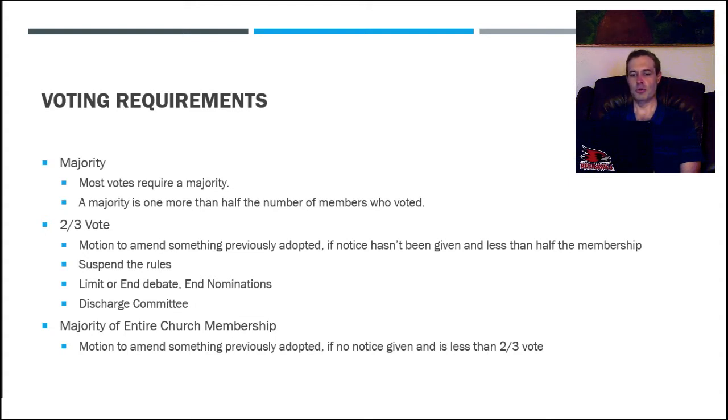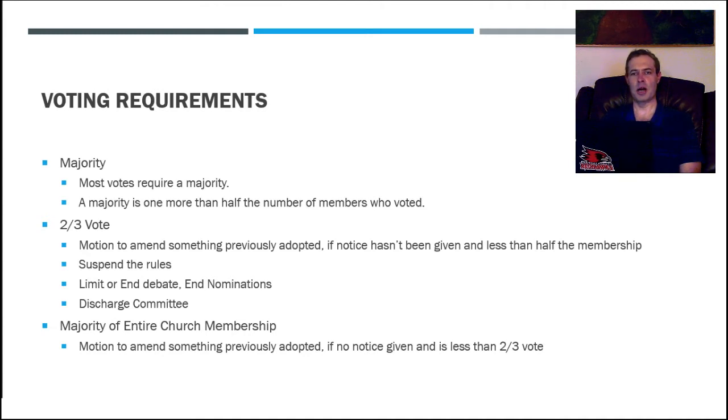Then there is a 2/3 vote. If you reach 2/3, that would be the point that the motion is adopted. There are various motions that require at least 2/3. So you have a motion to amend something previously adopted, if notice hasn't been given, unless the 2/3 is less than half the membership. A motion to amend something previously adopted.